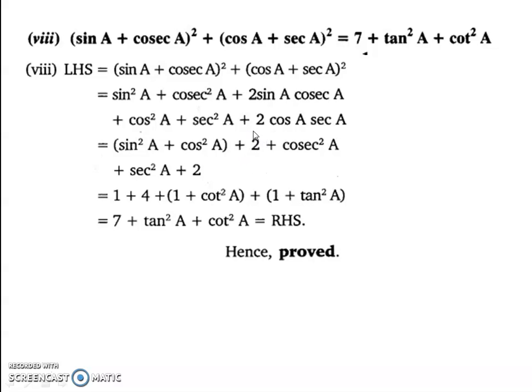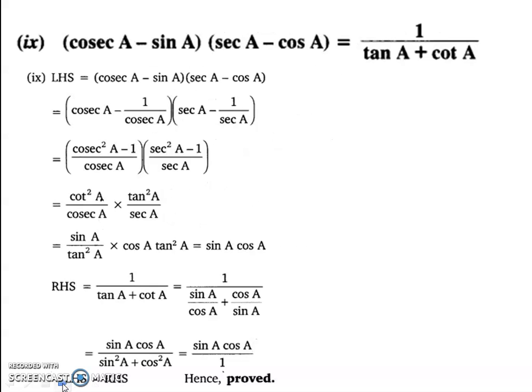Okay, now you have 2 plus 2, that is 4. 1 plus 4. Now what is 1 plus cot square A plus 1 plus tan square A? Here you have 1 plus 4, 5, plus 1, 6, plus 1, 7. Now cot square A plus tan square A. So the final answer is 7 plus tan square A plus cot square A is equal to RHS. That is hence proved.